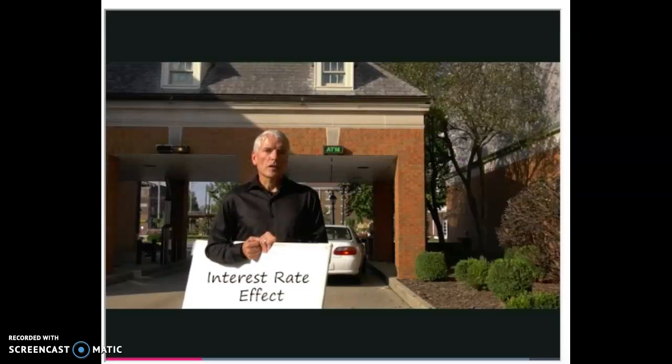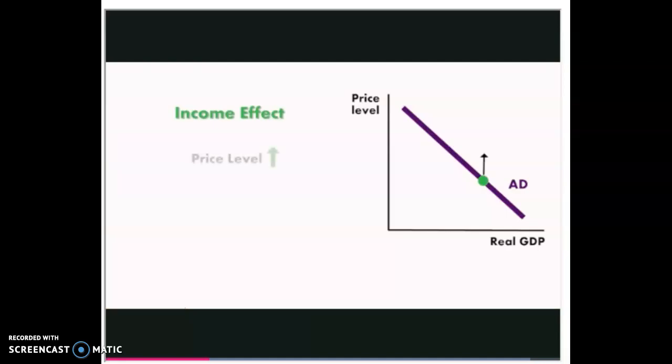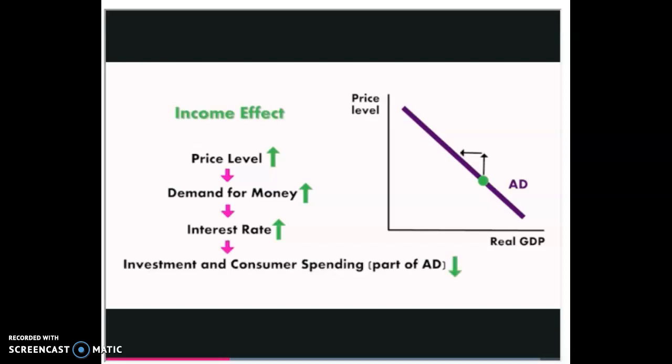The interest rate effect is caused by the influence of price level changes on the interest rate and thus on investment and consumption. When the price level rises, people need more money to buy goods and services, so the demand for money increases. An increase in the demand for money is like an increase in the demand for anything else. It raises the price, and the price of money is the interest rate. When the interest rate rises, loans get more expensive, so investment and consumer spending decrease. Since investment and consumer spending are part of aggregate demand, this leads to a movement along the aggregate demand curve.